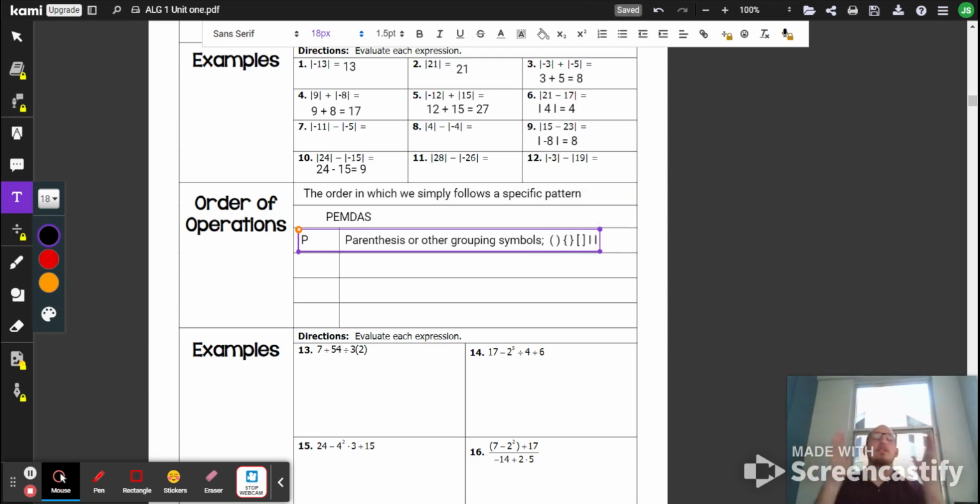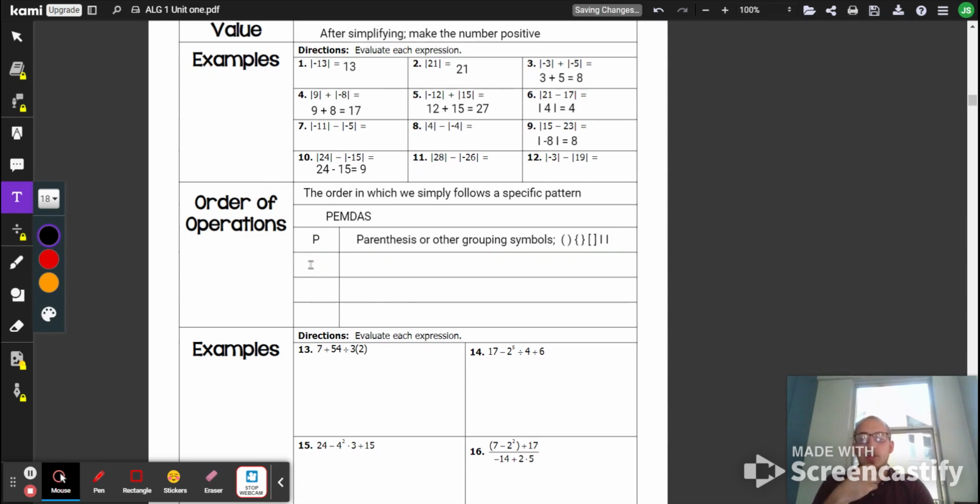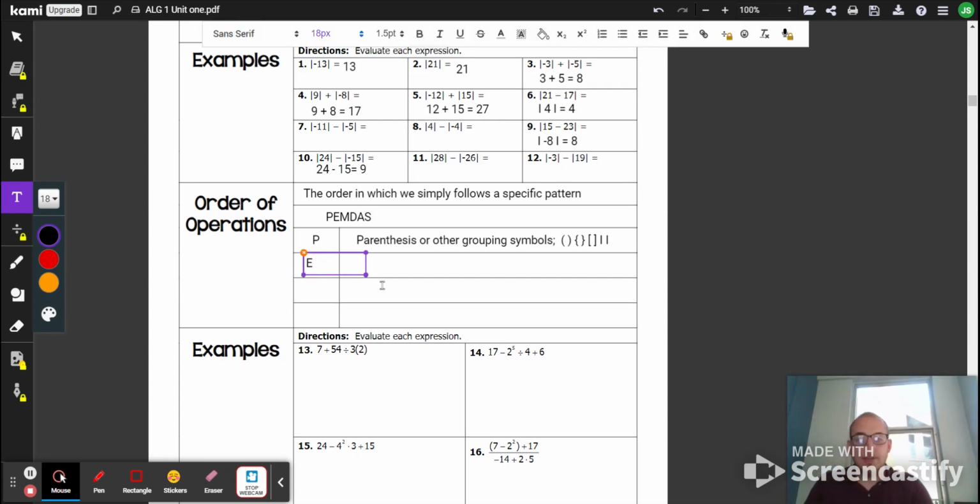Groupings separate themselves from the rest of the equation. So if you ever have a number in parentheses, it separates itself from the rest of the equation. Anyway, E stands for exponents.